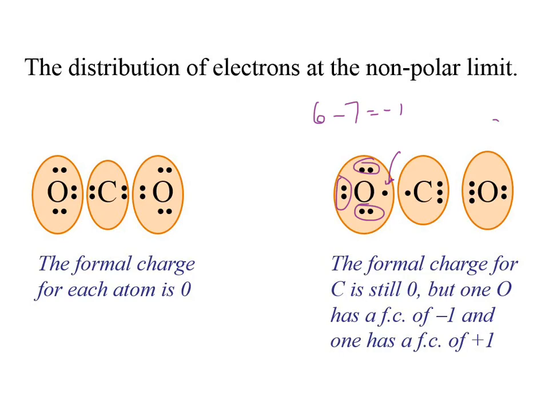Let's look at the other oxygen. Again, we take 6 valence electrons minus, it's looking like 5 there. So we get a +1 for that oxygen. It's looking like carbon's going to be 0, though, because carbon has 4 valence electrons minus 4 electrons here at the nonpolar limit. But just this idea that you have separation of formal charges when you wouldn't necessarily need to. This is a much more solid resonance structure than the other one.